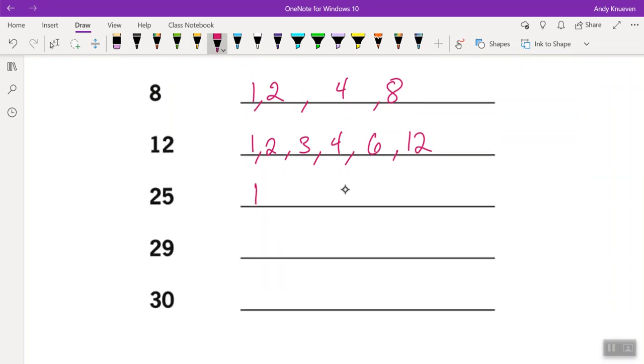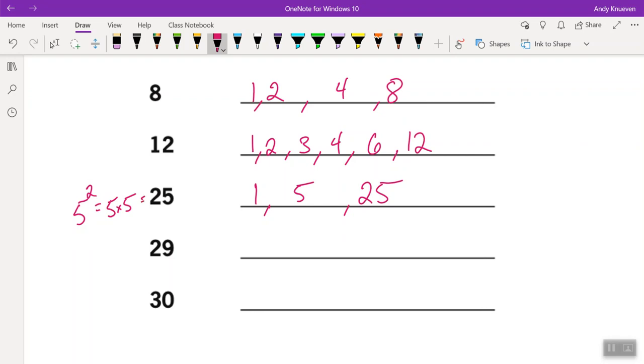For 25, well, 1 and 25, of course. And then 2 doesn't work because it's not even. 3 doesn't work because 2 plus 5 is 7, and 7 is not a multiple of 3. 4, no. 5, yeah. 5 squared. 25 is a perfect square. 5 times 5 is 25.